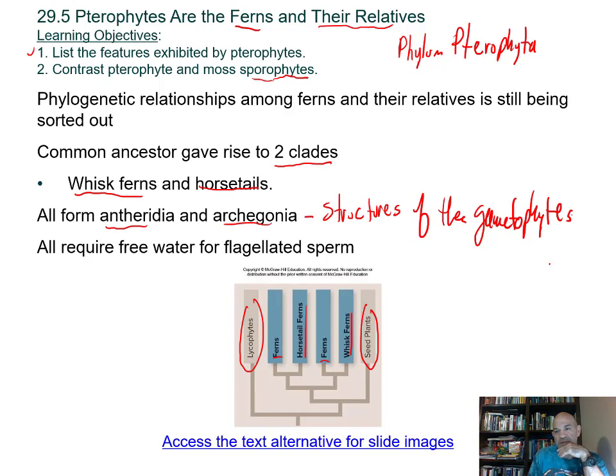So let's say the gametophyte generation. This is not new. This is something that we cover as a generalized type of thing. Remember, the gametophytes produce the gametes, and they produce the gametes by mitosis and differentiation, and the sporophytes would produce the spores.